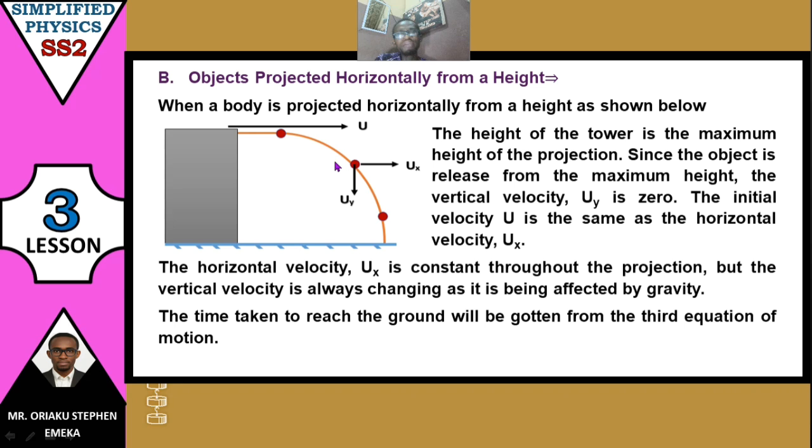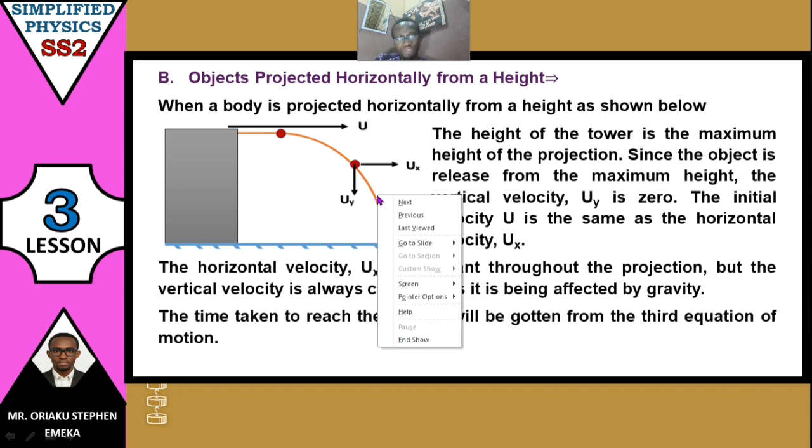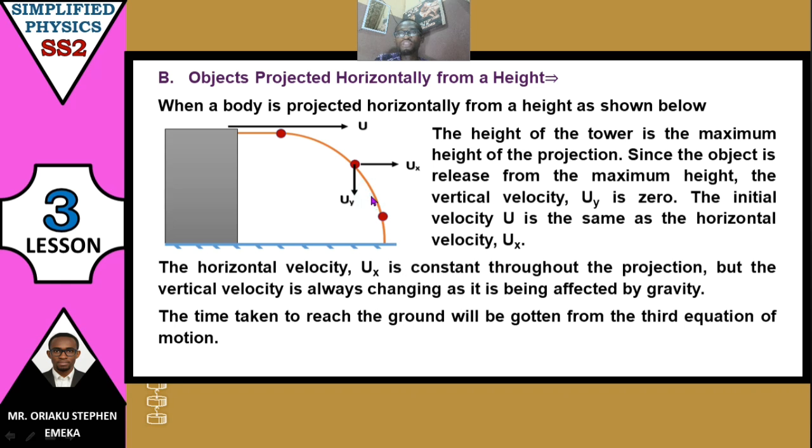We should also note that the horizontal velocity is not affected by gravity. So the horizontal velocity is constant throughout this motion. The only velocity that is changing is the vertical velocity, because it is affected by gravity.